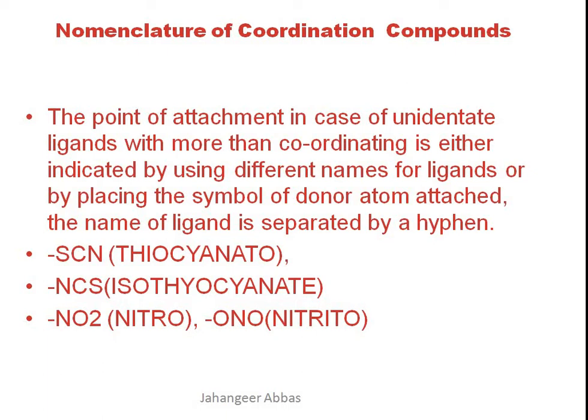For example, SCN. In this ligand, it is coordinating through sulfur with the central metal, and NCS. In this ligand, it is coordinating through nitrogen. The same way, NO2 nitro, ONO nitrito. This ligand will coordinate through nitrogen with the central metal, and this ligand will coordinate through oxygen with the central metal.